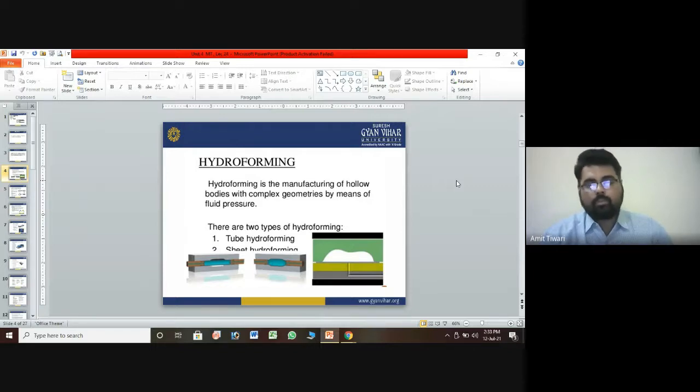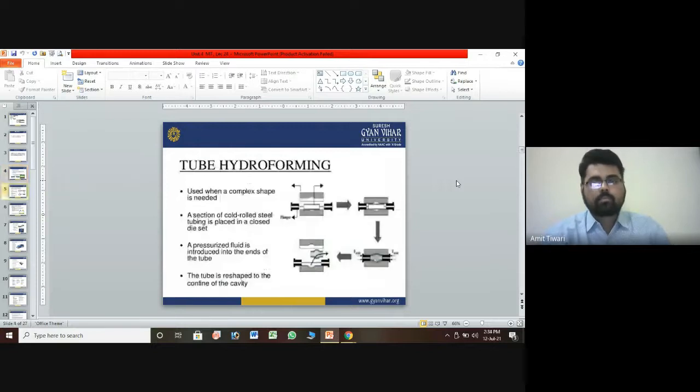There are two types of hydroforming: tube hydroforming and sheet hydroforming. Of the two types, first we are discussing tube hydroforming. The term indicates that we can fabricate the tube, first of all by the help of hydraulic pressure, that is, fluid pressure. Forming means giving the shape as per the design.